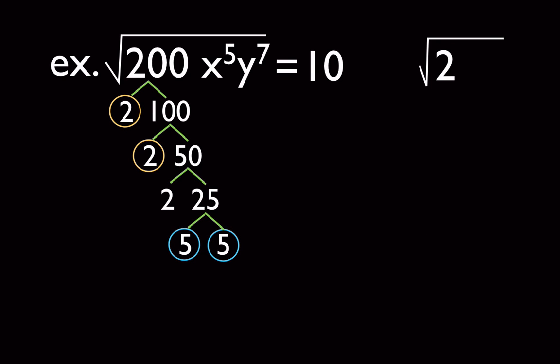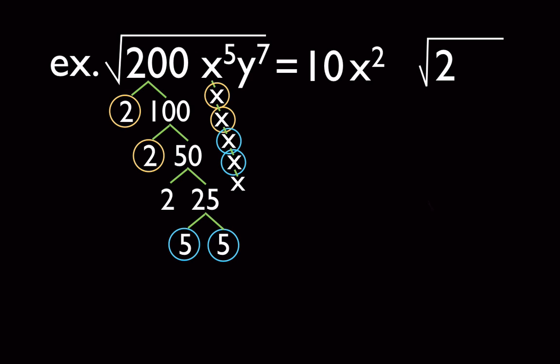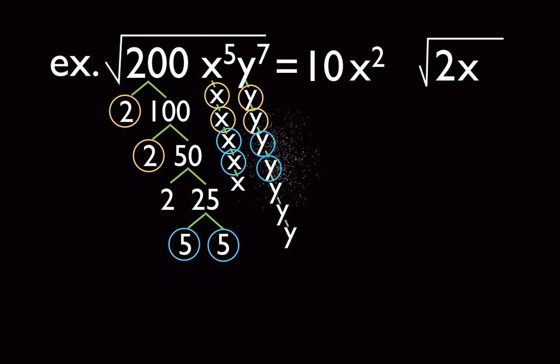Okay, now we're going to break down our x's and our y's. One pair, second pair, 1 left inside. And y's, 7 of them. One pair, a second pair, a third pair, y to the 3rd with 1 left inside.